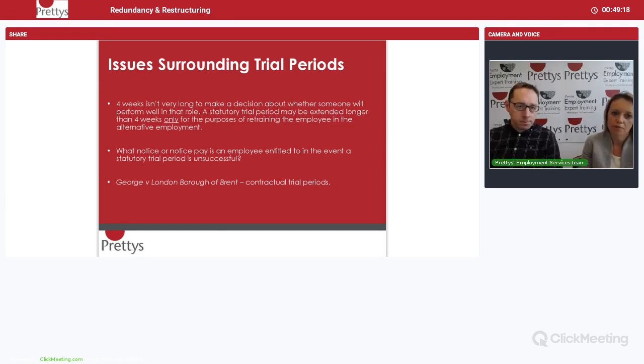The other point I was going to make with regards to extensions: there is no set period for how long you can extend for, but again, focus on the need, which is to retrain the employee. I put on there the question of what notice or notice pay an employee is entitled to in the event of a statutory trial period being unsuccessful. I can't actually answer that question definitively. It all really depends on how we communicate the trial period and how we communicated the end of the contract previously.